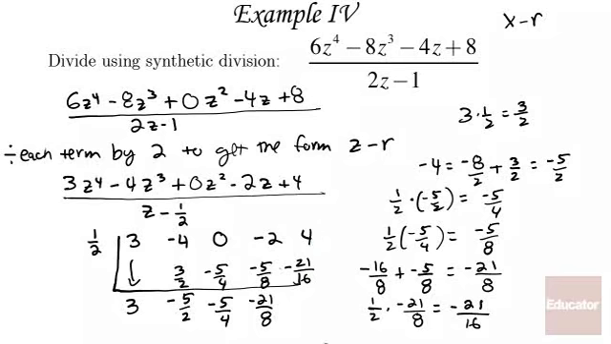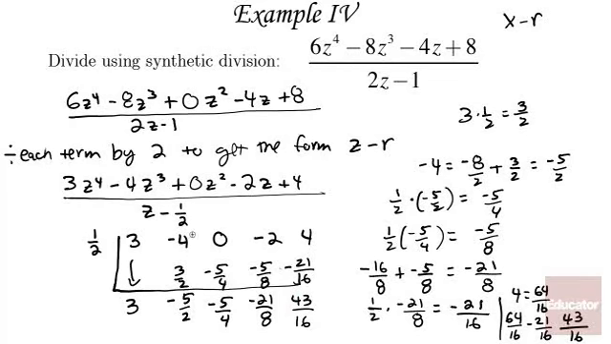I have to add that to 4. So I want to get a common denominator. So 4 times 16 is going to give me 64. So 4 equals 64/16. So I want to take 64/16 minus 21/16. And 64 minus 21 is 43/16. Okay, this was kind of messy to do, but synthetic division does work, and will end up giving you the correct answer.